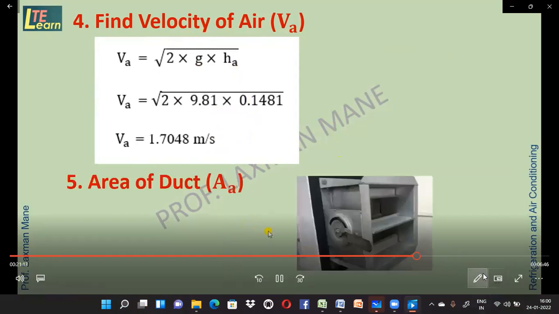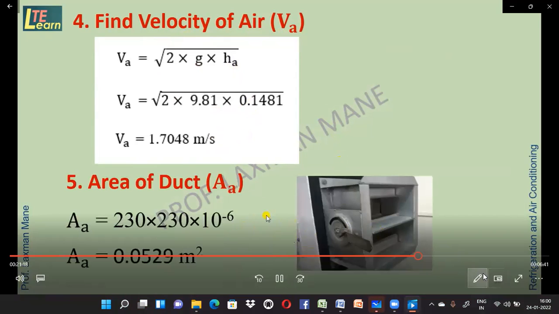Area of duct. Here shape of the duct is rectangular, dimensions are given in mm. So area of duct we convert into meter square. So by the calculation we find area of duct in meter square.